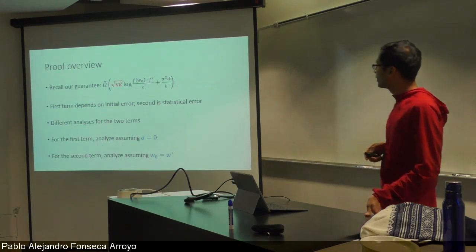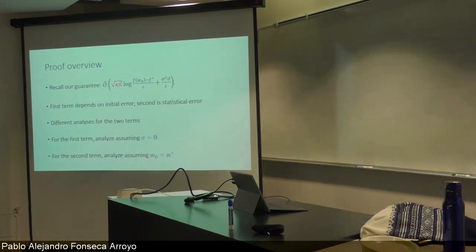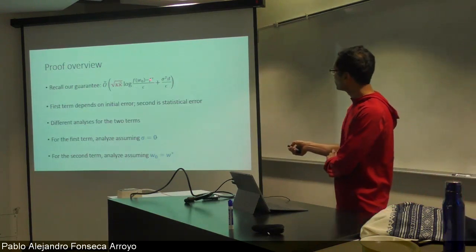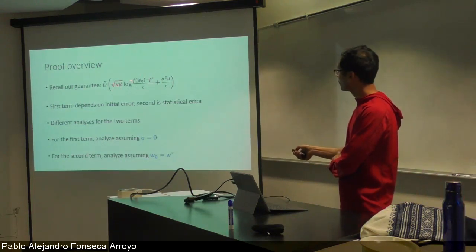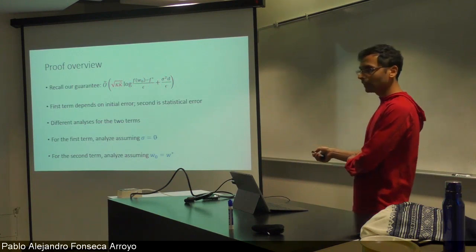I'll maybe spend a few minutes on the high-level overview of the proof. So as we saw, there are two components to the guarantee. There is this first term which depends on the condition number and then a logarithm, and then the second term which depends on the noise variance, right?